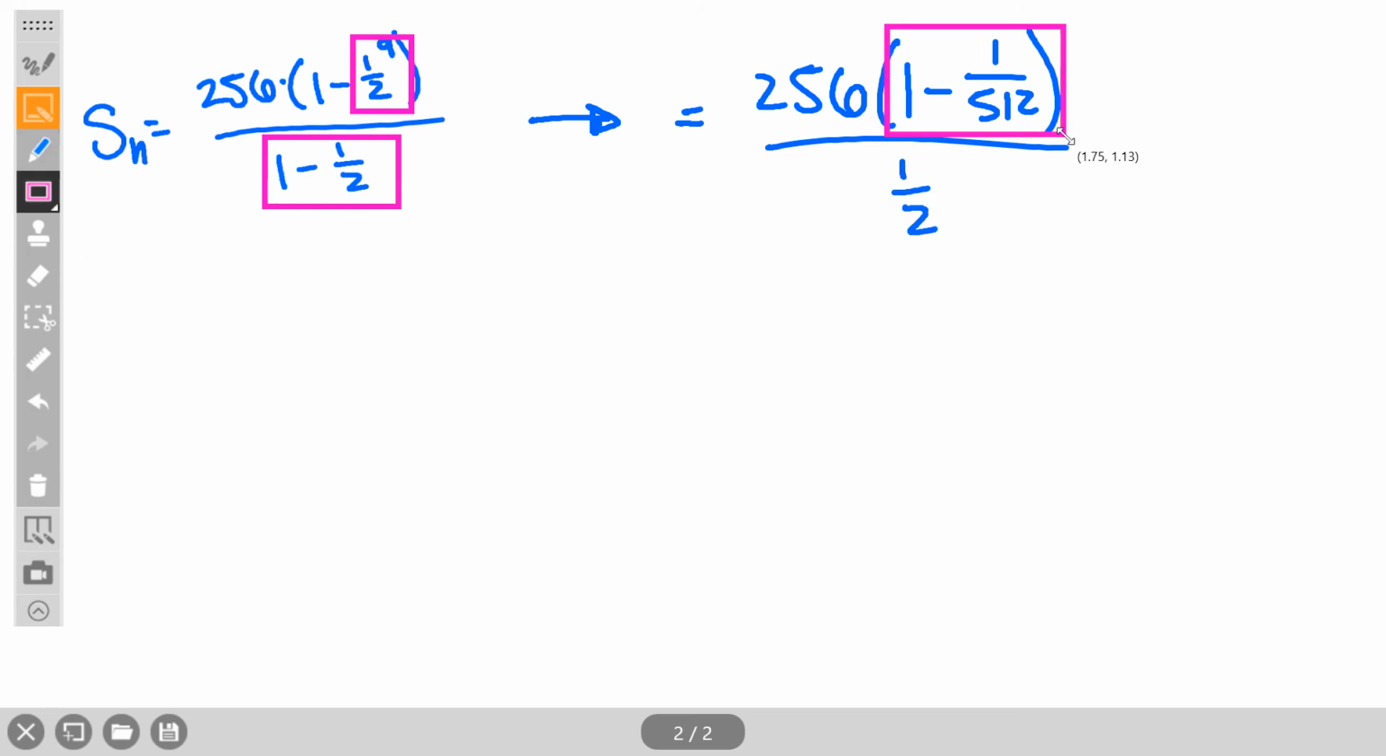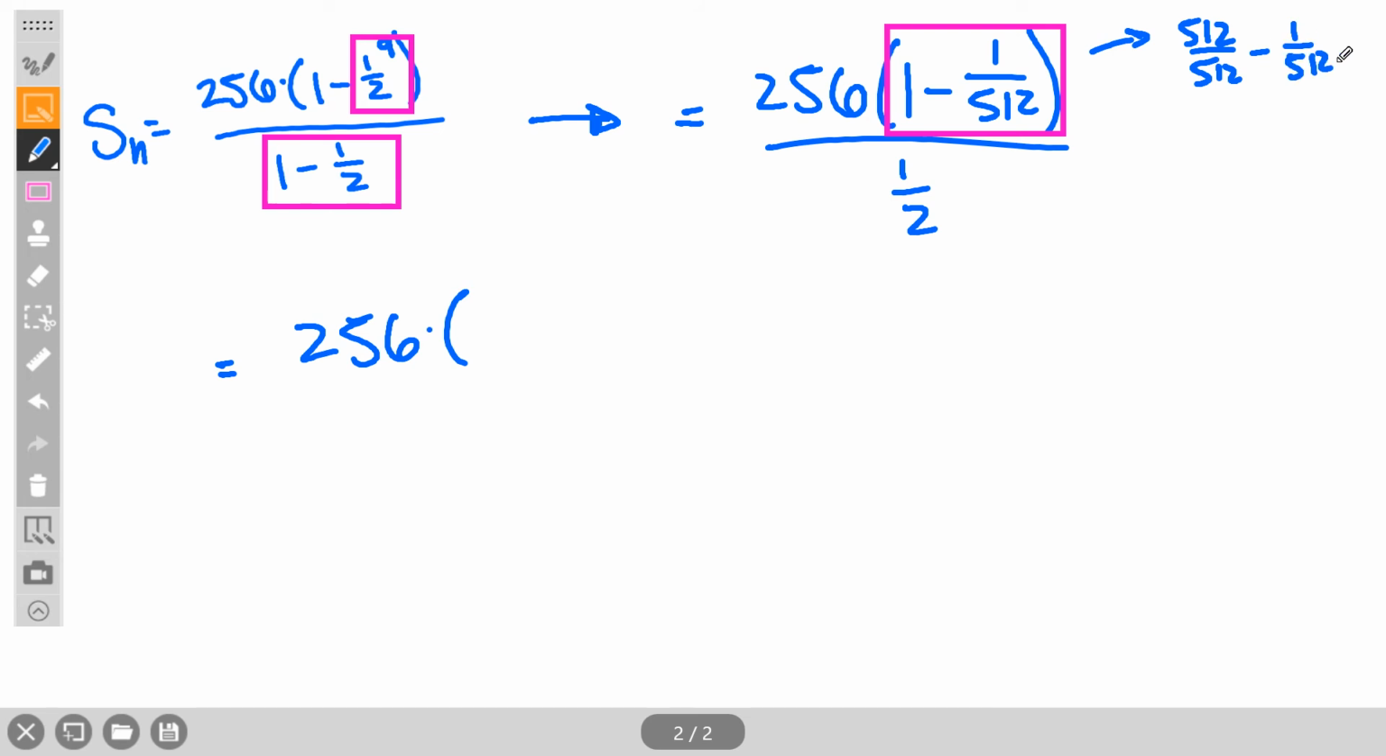Okay, next we can do this. That gives us 256 times 1 minus 1 over 512. Now you want to keep this as a fraction, so the best way to do that is to change 1 over to 512 over 512. So this is 512 over 512 minus 1 over 512. Okay, that's the best way to look at this because 1 can be expressed as 512 over 512. So that's 511 over 512. And then that's over 1/2.